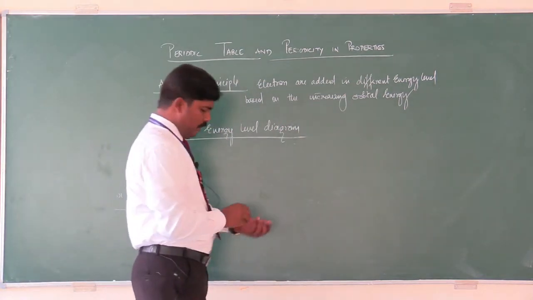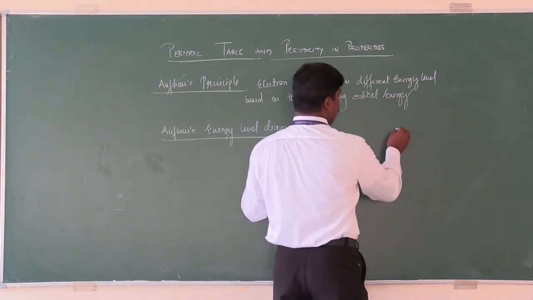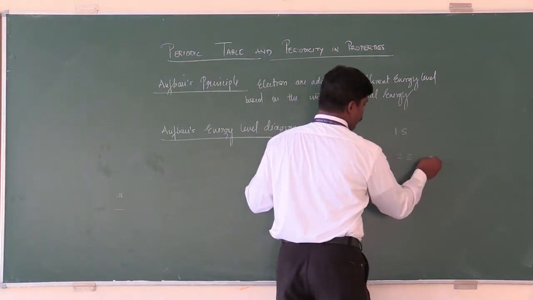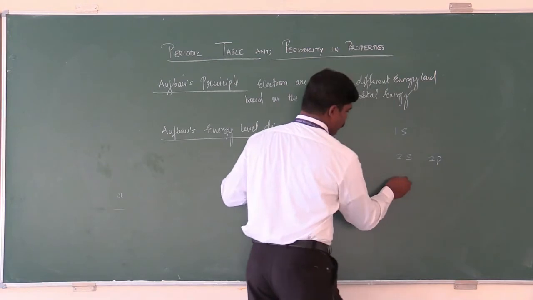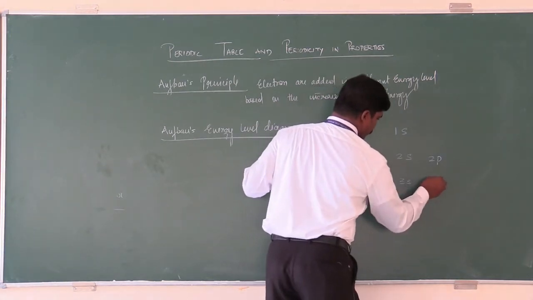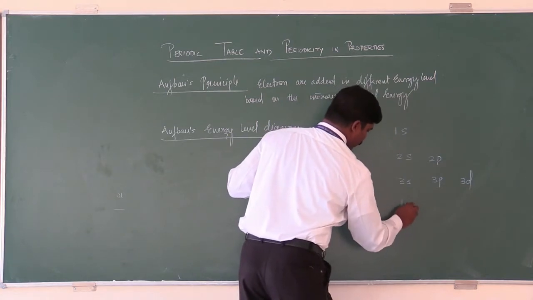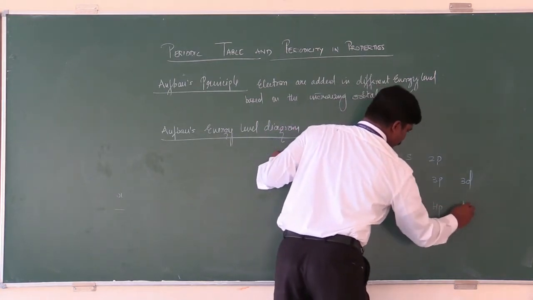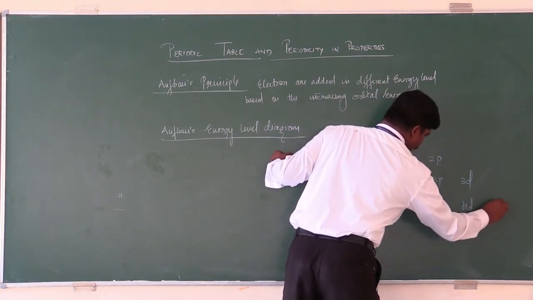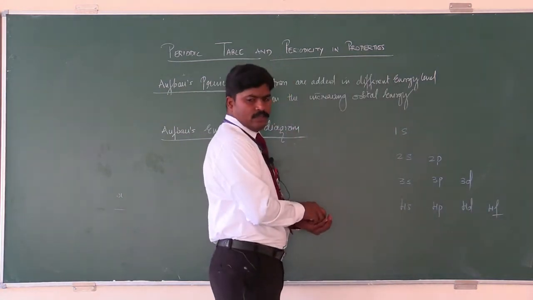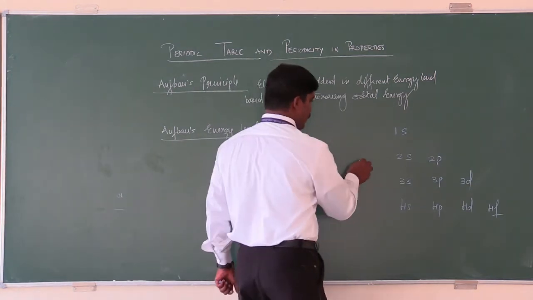Okay, the order goes like this. I'll write this first arrangement. I'll write 1s, then we have 2s, 2p, then we have 3s, 3p, 3d, then we have 4s, 4p, 4d and 4f. So how does the arrangement go? The arrangement goes in a simple way here.